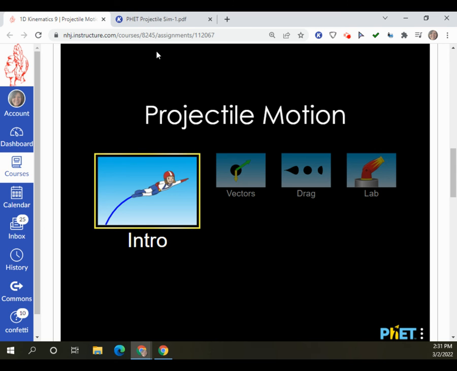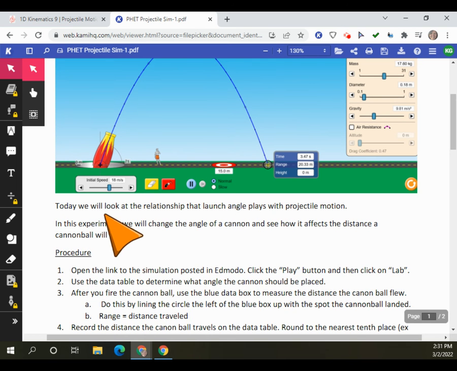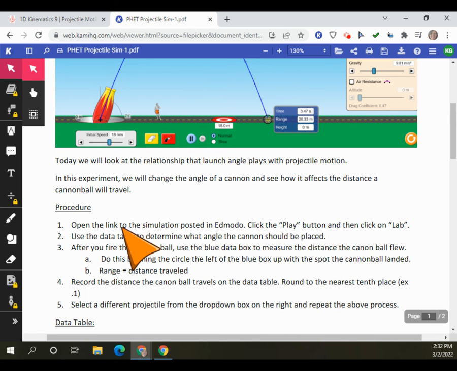But let's look at the worksheet and what it's asking us to do. And we'll just kind of walk through that worksheet and get you ready for that. So here, I've already got the worksheet opened in Cami. And so let's see what we got. Today, we will look at the relationship that launch angle plays with projectile motion. In this experiment, we will change the angle of a cannon and see how it affects the distance a cannonball will travel. So we're going to open the link to the simulation.